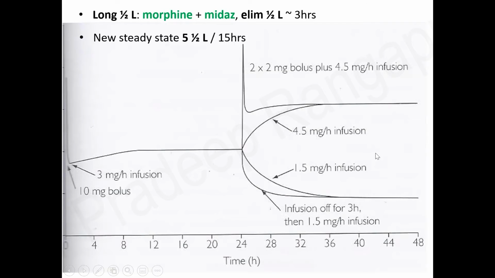And the new steady state takes 5 half-lives, or 15 hours. So what it means is, if you want to increase from 3 mg to 4.5 mg without the bolus, it takes much longer to attain that sort of an infusion. And even if you want to reduce it without stopping the drug, it would take much longer to come down, because it takes 5 half-lives to get to a new steady state, or 15 hours. And more so, what adds to this problem is volume of distribution.